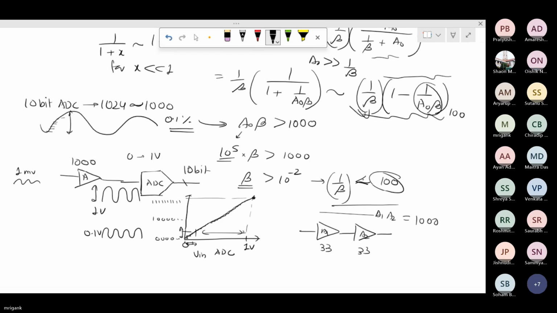Yes, sir. So that's what we have to keep in mind. For designing a signal chain, when you are doing any signal acquisition and trying to amplify it further, depending upon the application and the ADC interface, we will need this kind of approach.